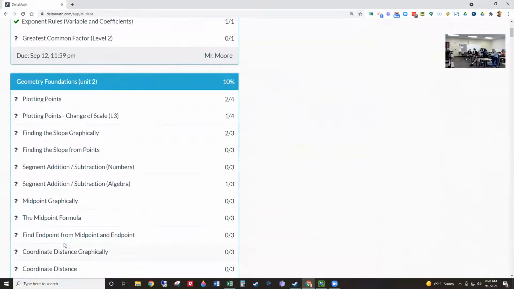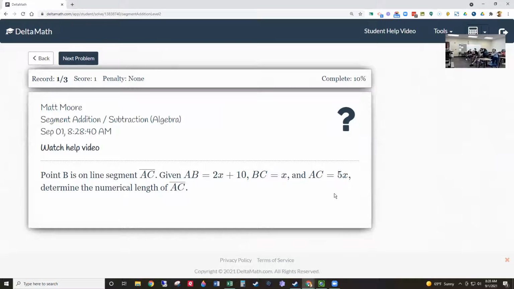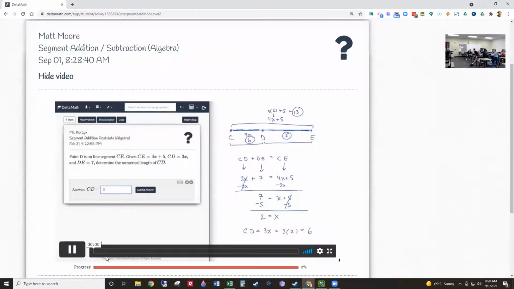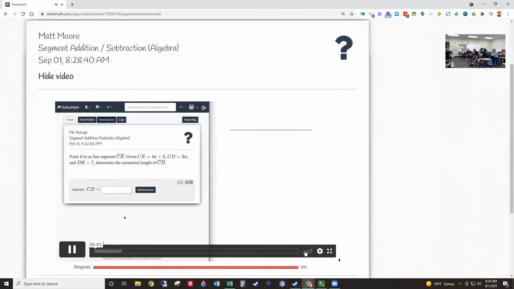What's another? Whoop, too far. What's another option if you get stuck on this problem? Watch help video. And will it go through just like I did? Segment addition postulate algebra. And it'll show you just like this.